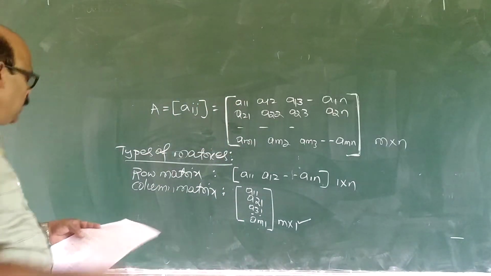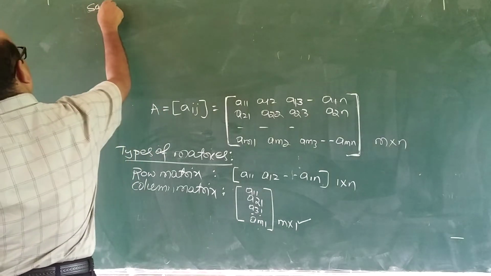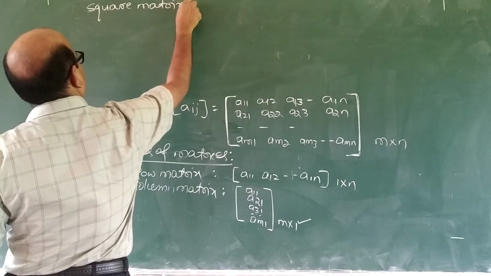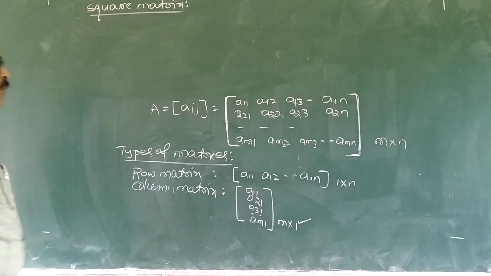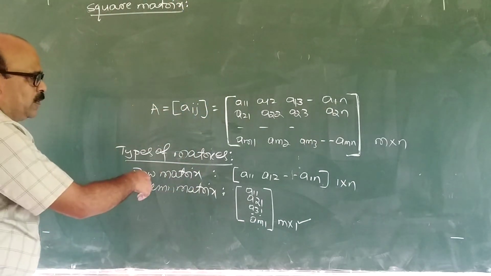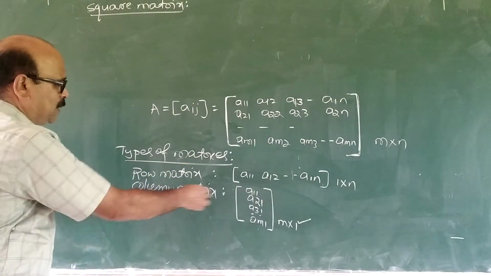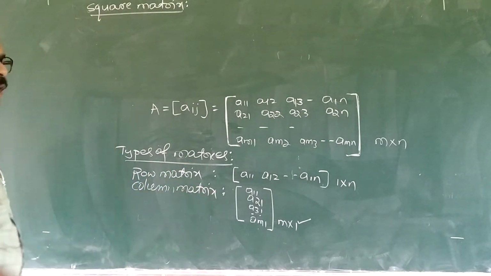Next is the square matrix. You have to write the definitions here. I explain only the definitions; in the notes you have to write this one. What is a row matrix? Definition. Column matrix. Then square matrix. What is the definition?